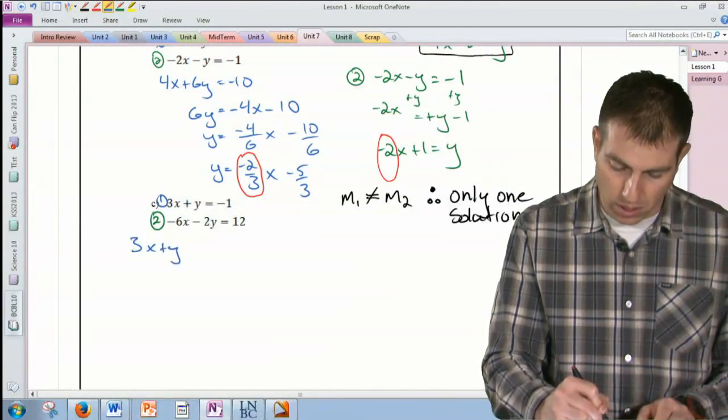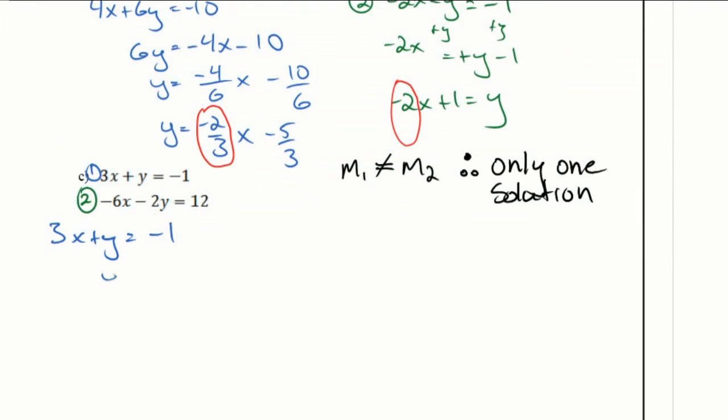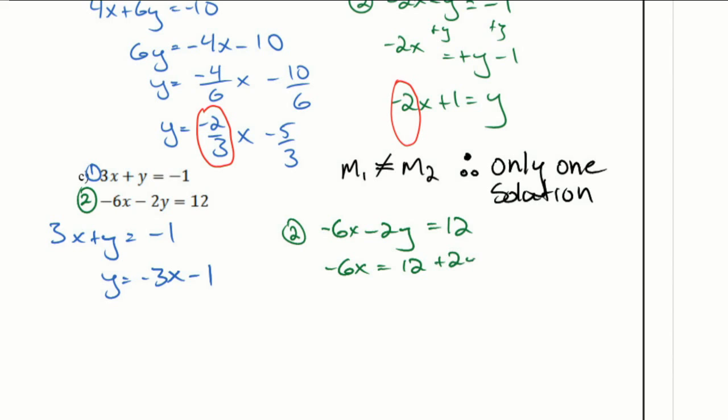So 3x plus y is negative 1. I get y is negative 3x minus 1. Second one, negative 6x minus 2y is 12. I'm going to move the 2y to the other side. I'm going to subtract 12 from both sides. And I'm going to divide everything by 2.